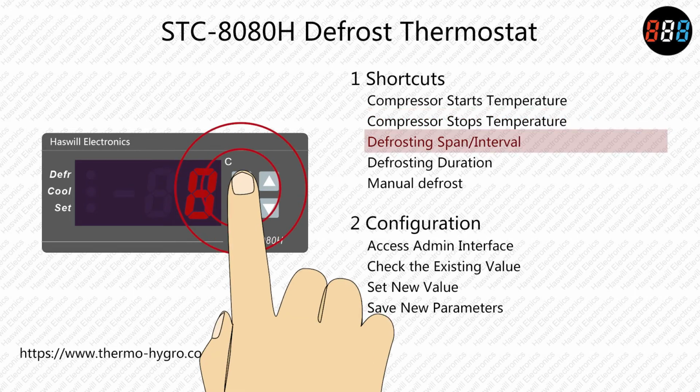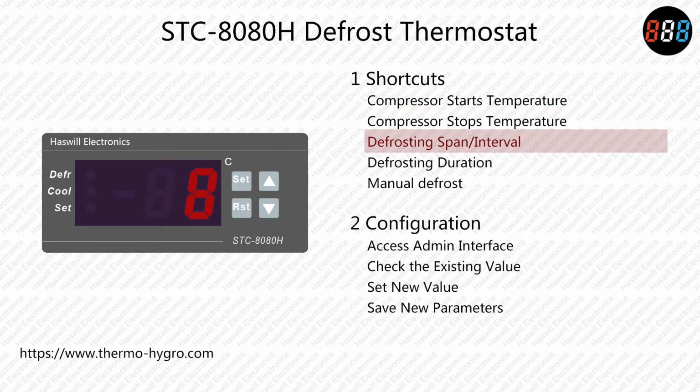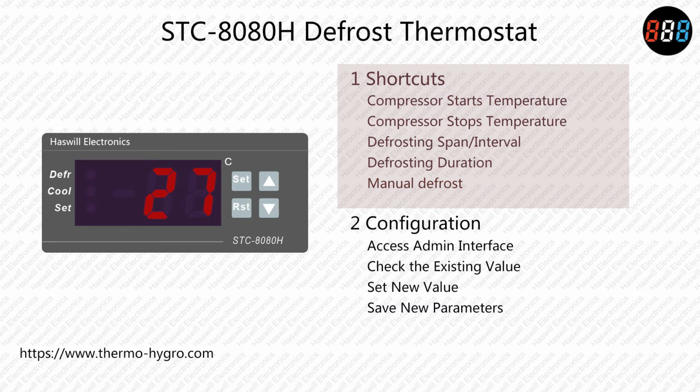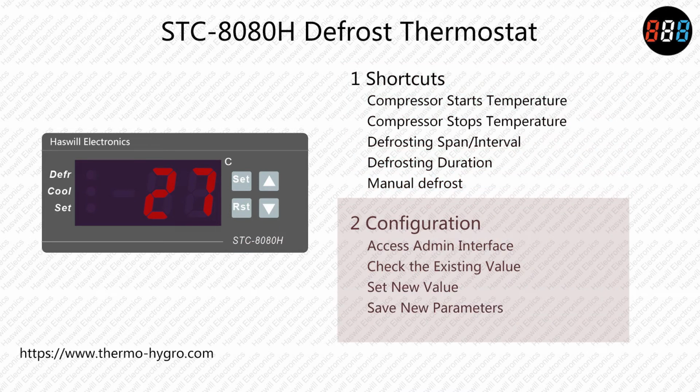Press the set button to check the hours between 2 defrosting actions. Press the RST button to check the defrosting minutes. Hold the down button for 3 seconds to change the defrosting status manually. Above are how to check existing values, then how to configure the STC8080H parameters.